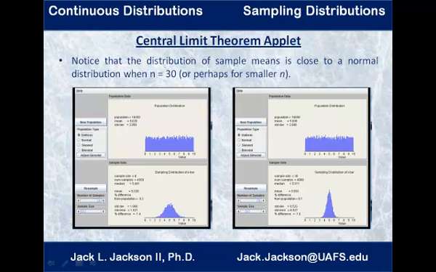Here we go. The one on the left is taking the same distribution, but we pulled samples of size 8 from this population of 16,000, which was approximately uniform. And look at this, we're already seeing something that looks very much like a normal shaped curve.